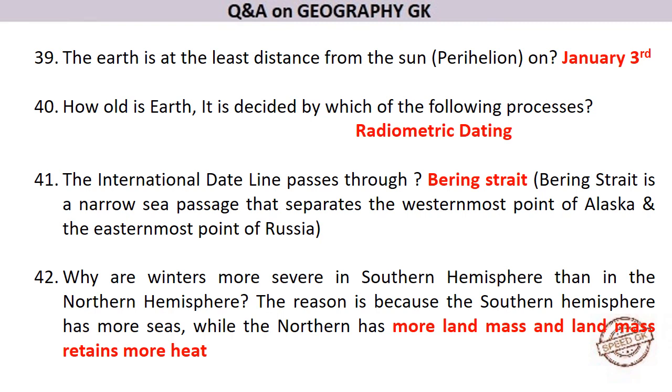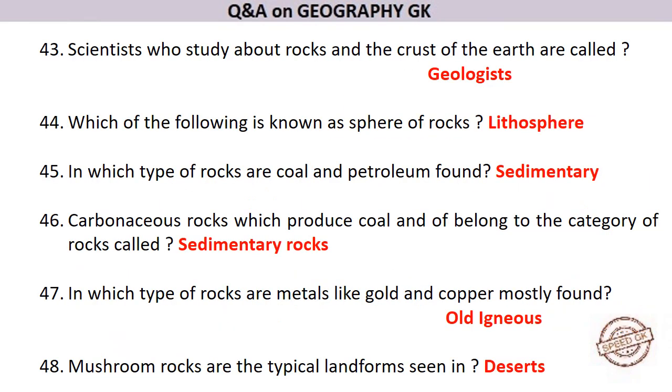Why are winters more severe in the southern hemisphere than in the northern hemisphere? The reason is that the southern hemisphere has more seas, while the northern has more land mass, and land mass retains more heat. Scientists who study rocks and the crust of the earth are called geologists. Which of the following is known as sphere of rocks? Lithosphere.